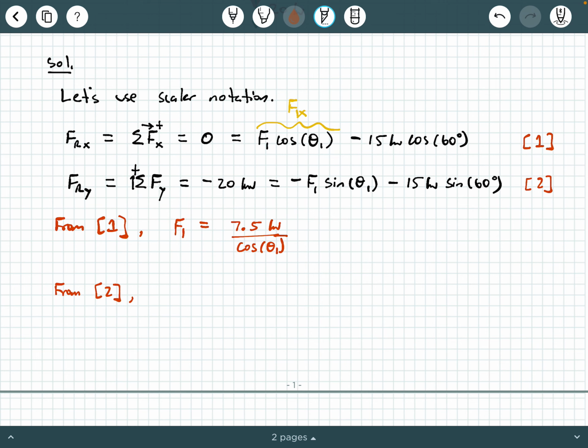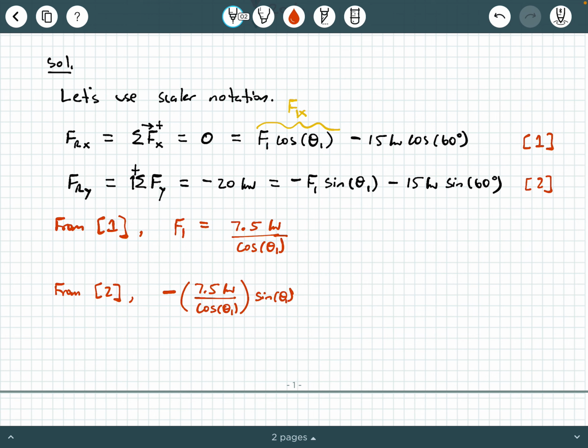Now unpause the video. We're going to say now from equation 2, we're going to substitute this expression for F1 into this F1 term in equation 2. So the 7.5 kilonewtons divided by cosine theta 1 is going to get subbed in for this F1 term in equation 2. So if I write that out, what is that going to look like? Well, it's going to be negative, open parentheses, 7.5 kilonewtons divided by cosine theta 1, times the sine of theta 1.